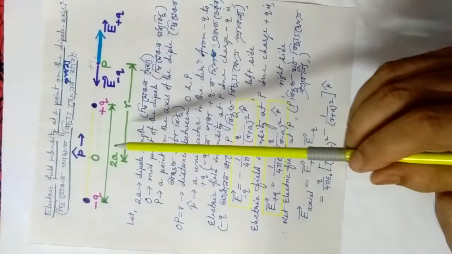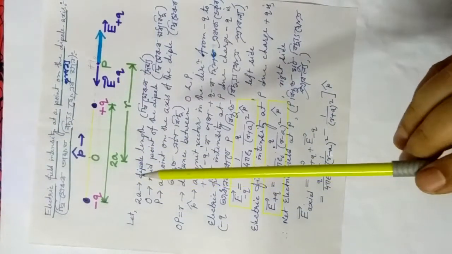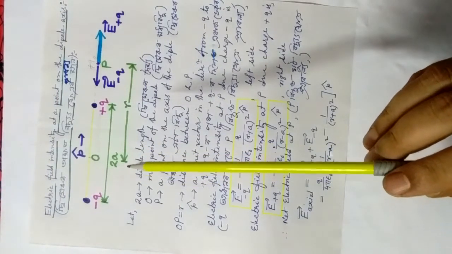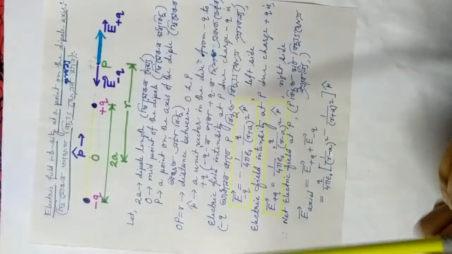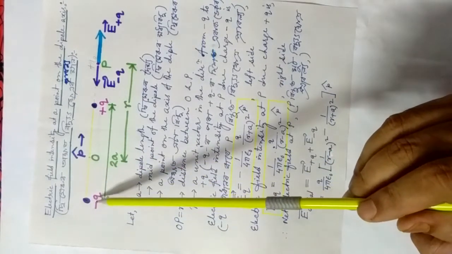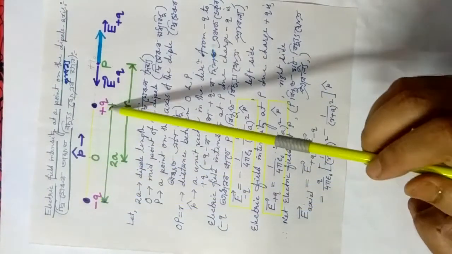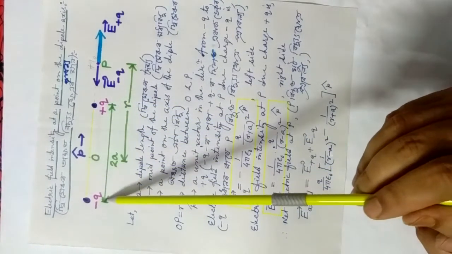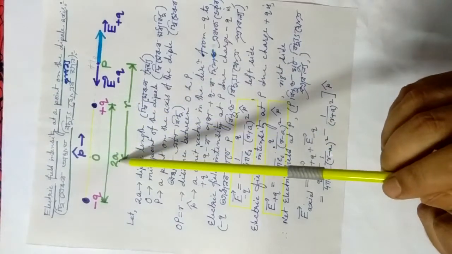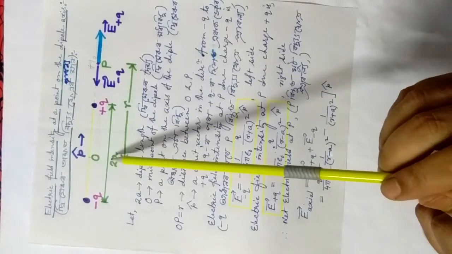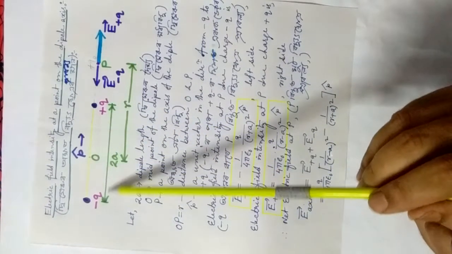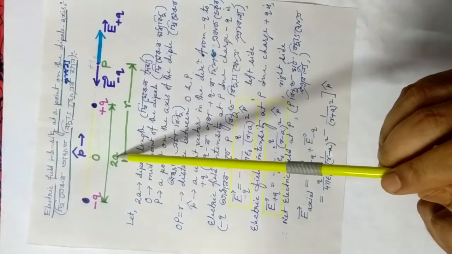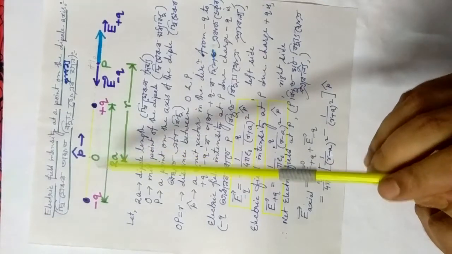For exam purposes, I have made a note, and it will be helpful for the CBSE, Assam board, and ICSE board. This is the diagram, the simplest diagram. Minus q and plus q. This is a dipole, and this is the midpoint or center of the dipole, and the distance between the two charges is 2a. For making the calculation easier, we have taken the length of the dipole as 2a, not a. If we take a, then fractions will come out.